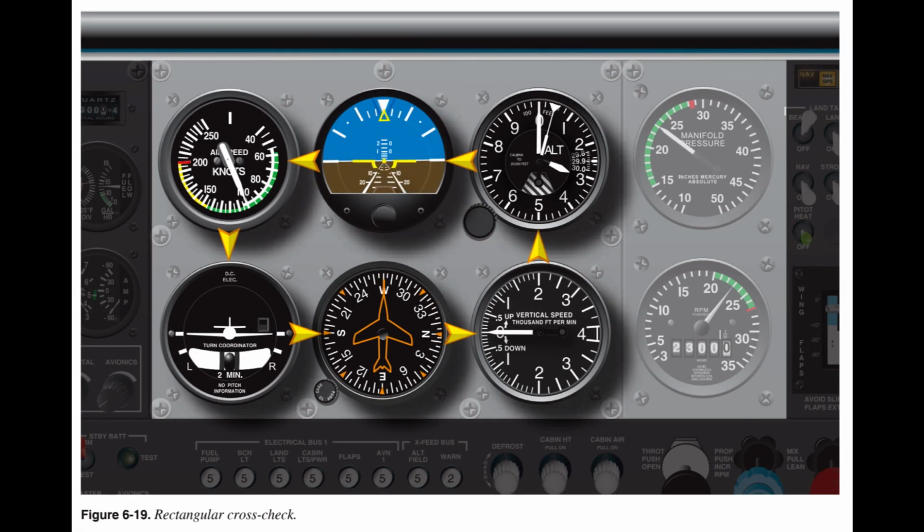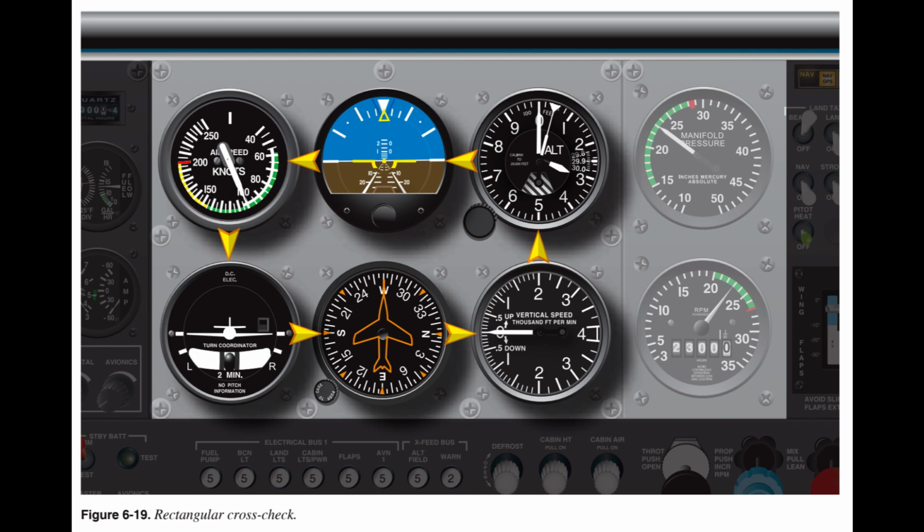In the rectangular crosscheck, the pilot scans across the top 3 instruments, airspeed indicator, attitude indicator, and altimeter, and then drops down to scan the bottom 3 instruments, VSI, heading indicator, and turn instrument. This scan follows a rectangular path. Clockwise or counterclockwise rotation is a personal choice.